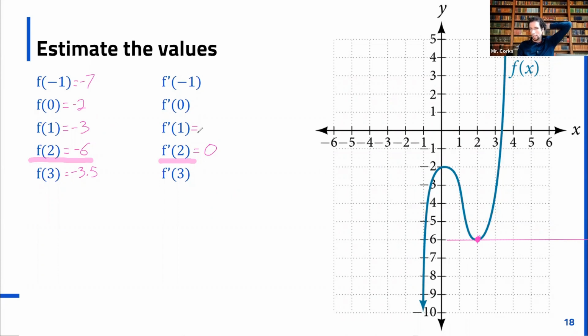A little harder to estimate, but just give me a general number. I think it's one because it looks like 45 degrees, maybe. Here? Maybe three. Okay, so again, I'm going to draw a line. If I draw a tangent line, I guess it would look like about that.